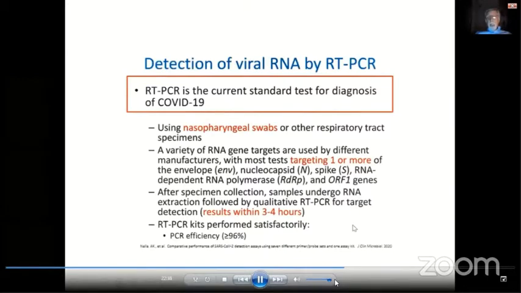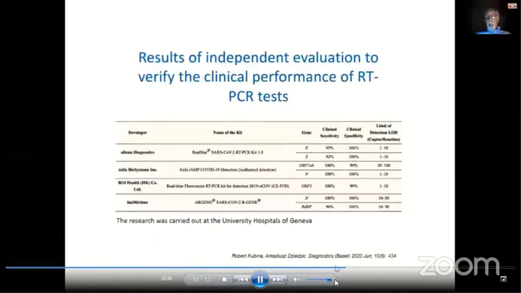The performance of the kits is usually satisfactory. You see, this is a publication regarding the sensitivity and specificity of the molecular test. Two comments, both are really very good. There is variation among different kits. But what is really important is that the limit of detection, the copies, could be different in different kits.